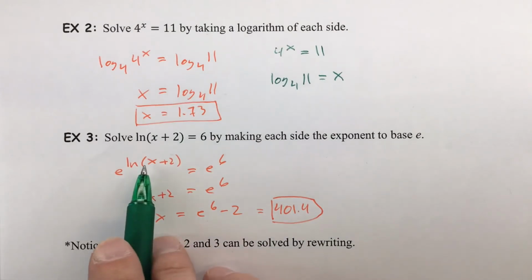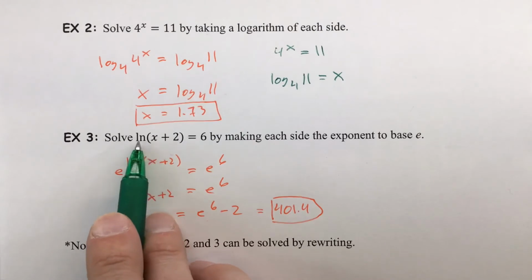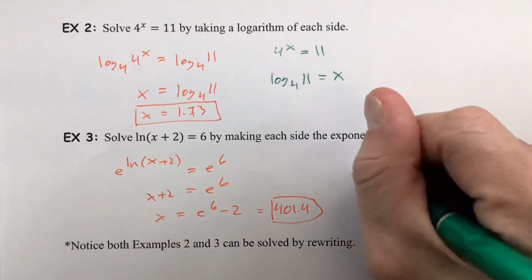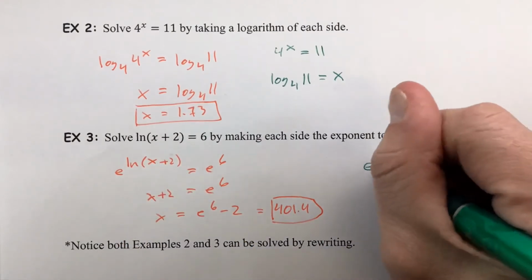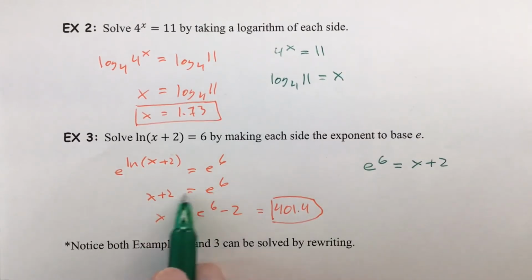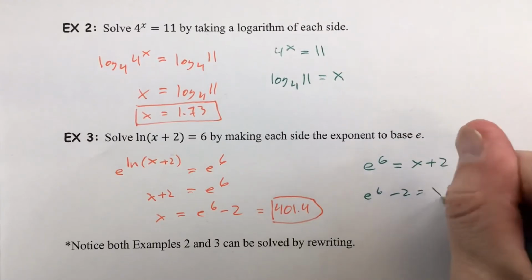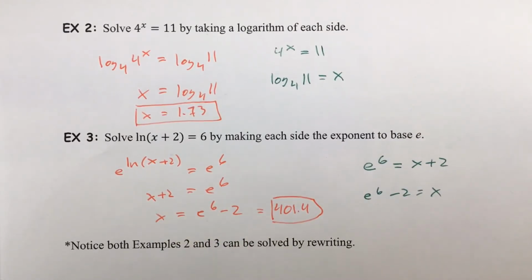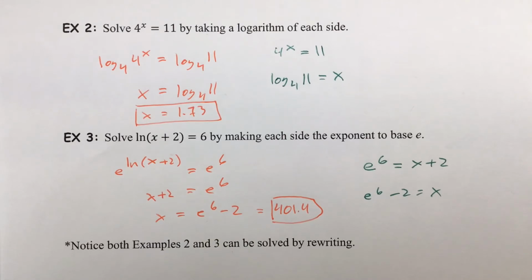For example 3, we can basically do the same thing. Remember that this is log base e, right? So we can just keep the e, switch these two parts around, and we get e to the 6th power is equal to x plus 2, which looks exactly like this. Then e to the 6th minus 2 is equal to x, which is exactly what we had here as well. Again, this might appear to be a little bit easier than the method used here, but there are practical uses for being able to do this.